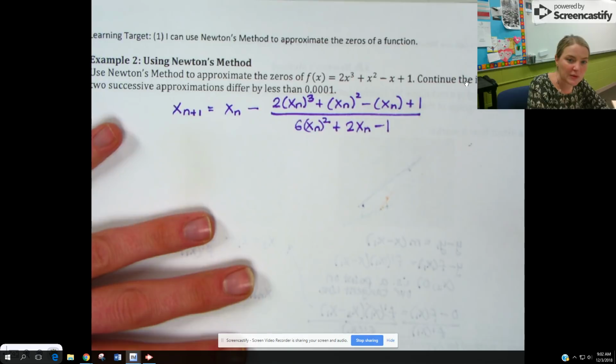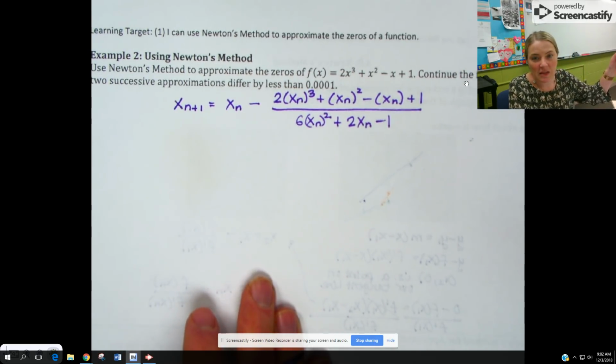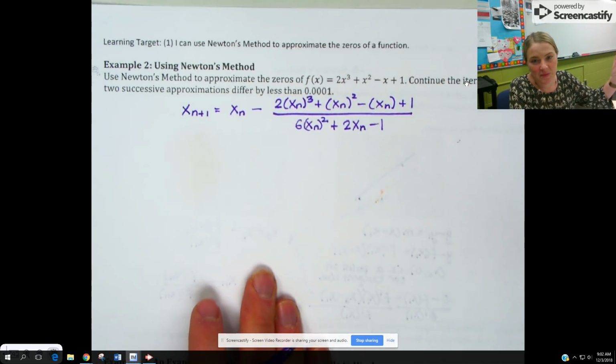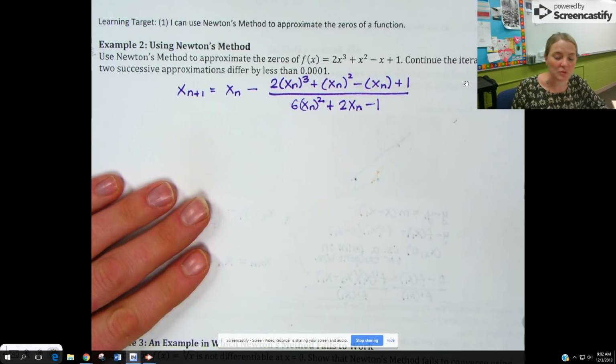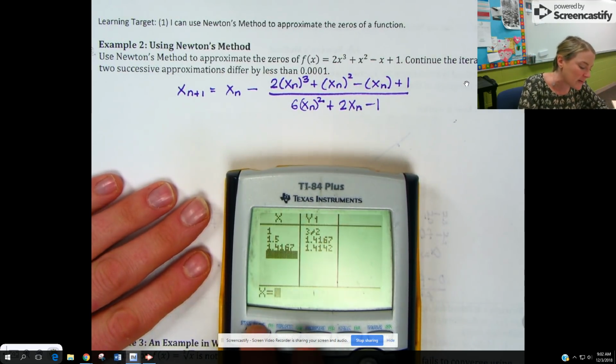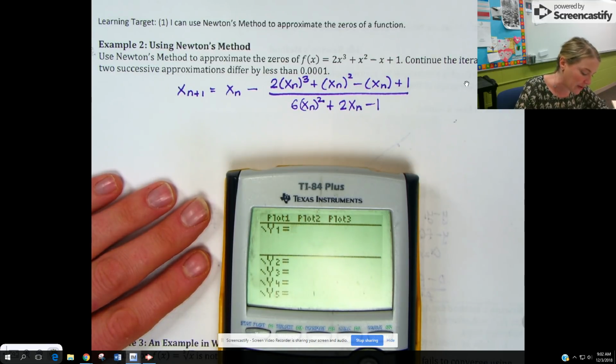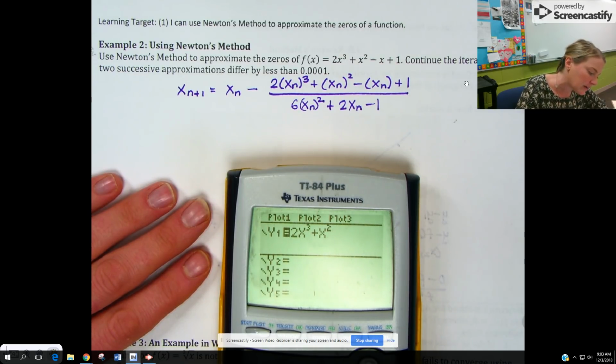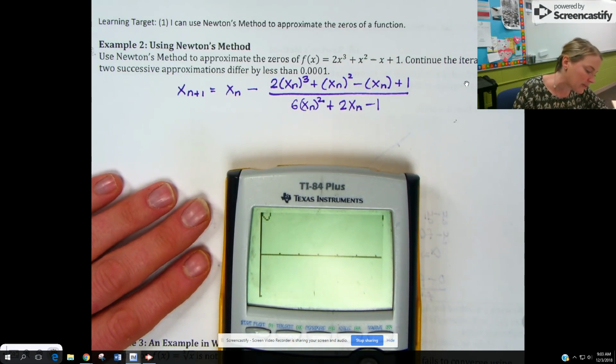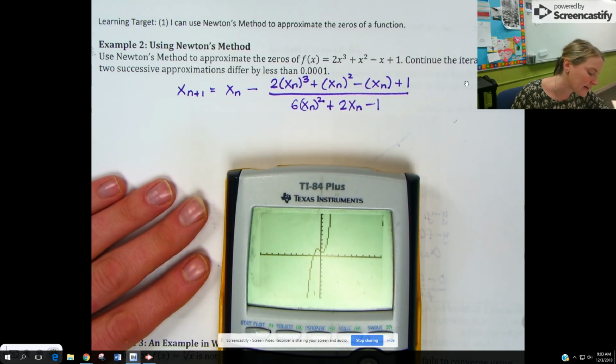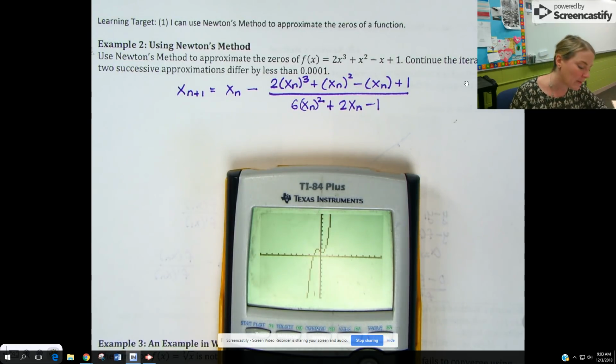The difference between this one and the previous one is that they haven't given me a best estimate. So let's use our graphing calculator, since we're assuming that we have one, to just get an eyeball estimate of what the zero should be. 2x to the third plus x squared, whoops, minus x and plus 1. And when I look at the graph, mine is set to some sort of trig function. Let's go back and press zoom 6 to get back to the standard form. I can see it looks like it goes through around -1.